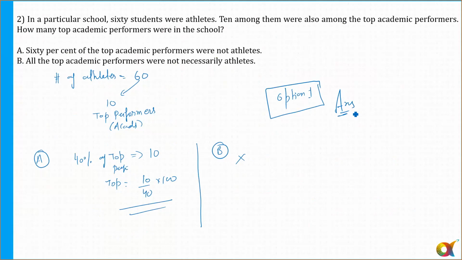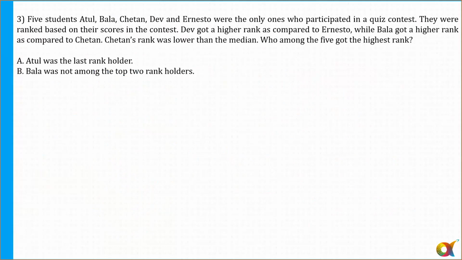Okay. Now, third. It says 5 students, Atul, Bala, Chetan, Dev and Ernesto were the only ones who participated in the quiz contest. They were ranked based on their scores in the contest. Dev got a higher rank than Ernesto, while Bala got a higher rank than Chetan. And Chetan's rank was lower than the median.